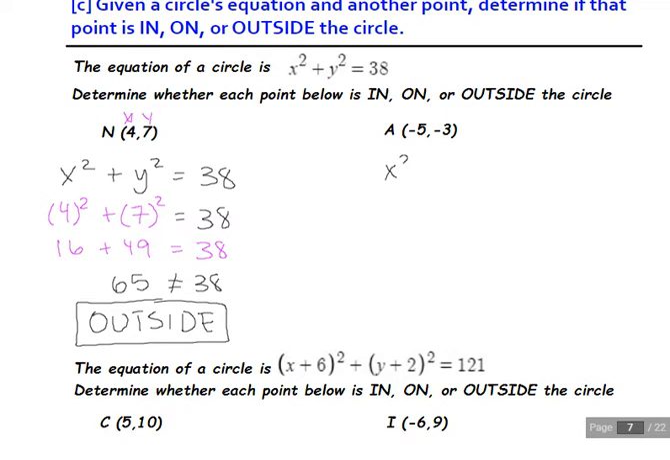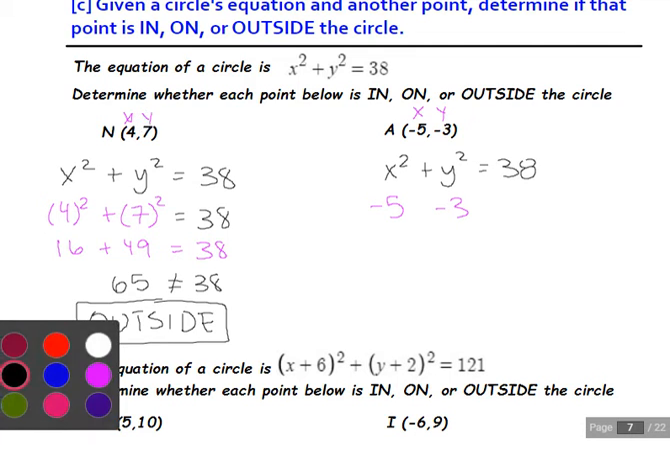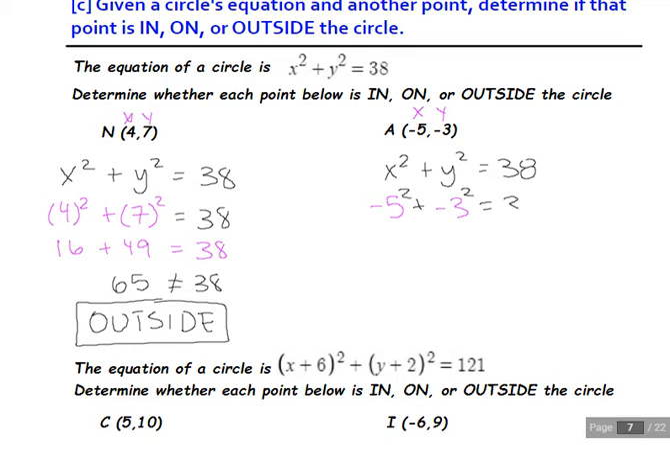So again, x squared plus y squared is equal to 38. Let's substitute our x and y values in. And so we have -5 and -3. So that should probably be parentheses because that produces a 25 and that produces a 9. Okay, so that's going to be, let's see, 25 plus 9 would be 34. 34 is not the same as 38, so it's definitely not on the circle. 34 is less than 38, so it's going to be inside the circle.